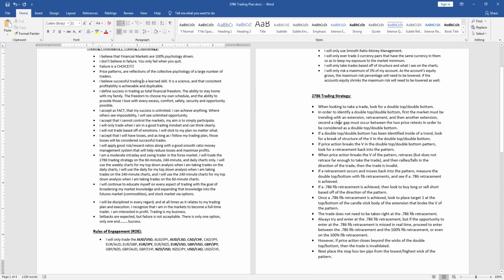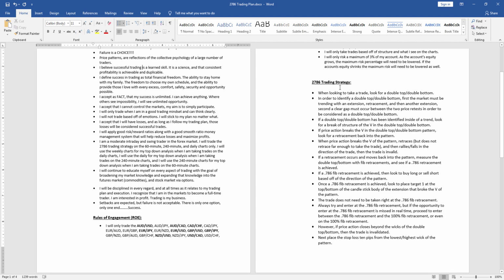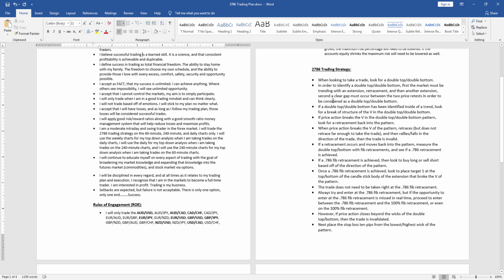So anyways, moving on from there, this is the general idea. This is how you would construct and organize your trading plan. As you can see, I've only got 4 pages, 1239 words. It's not that bad. Basically, this is what you would do when looking to take a trade.